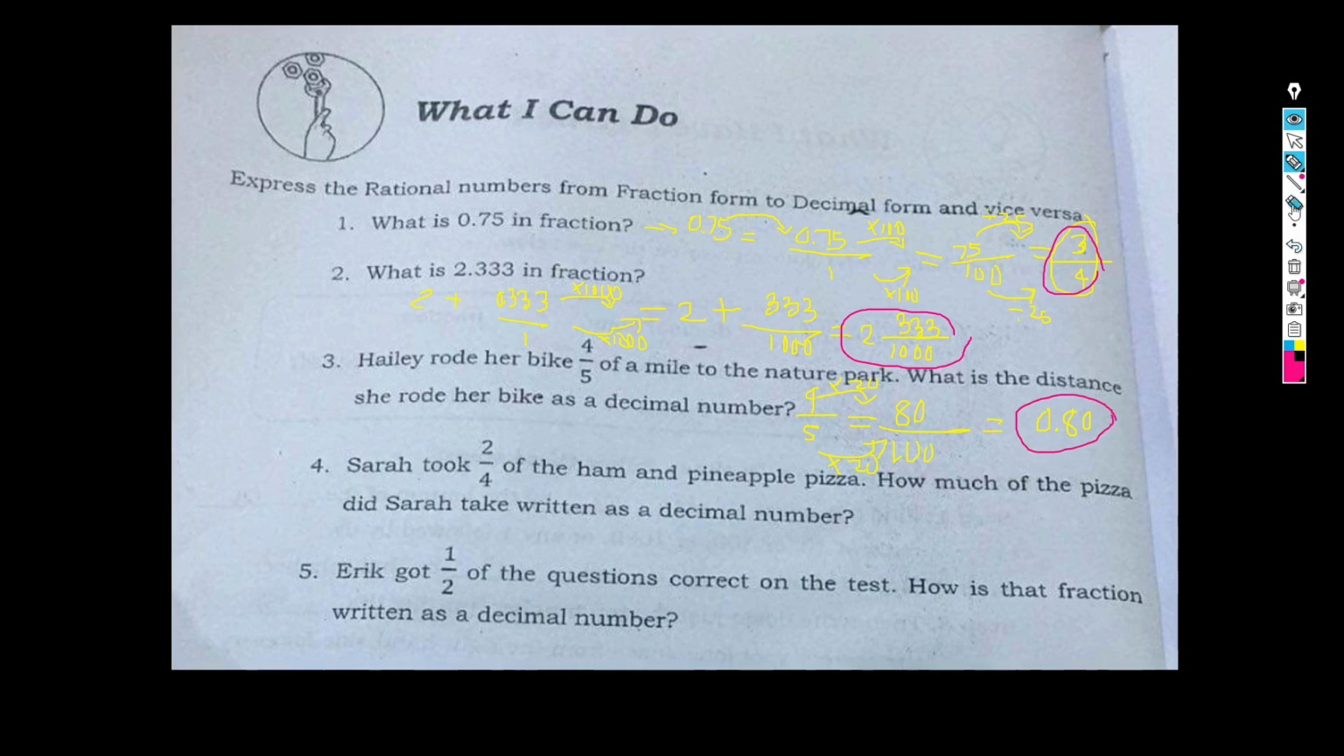Final answer. Okay. Next, Sarah took 2/4 of the ham and pineapple pizza. How much of the pizza did Sarah take written as a decimal number? So 2/4 into decimal. 4, we multiply it by 25 to make it 100. Same with 2, we multiply by 25 also. So 4 becomes 100, and 2 becomes 50. Therefore, this is 0.50 hundredths, or 0.50. This is the final answer.